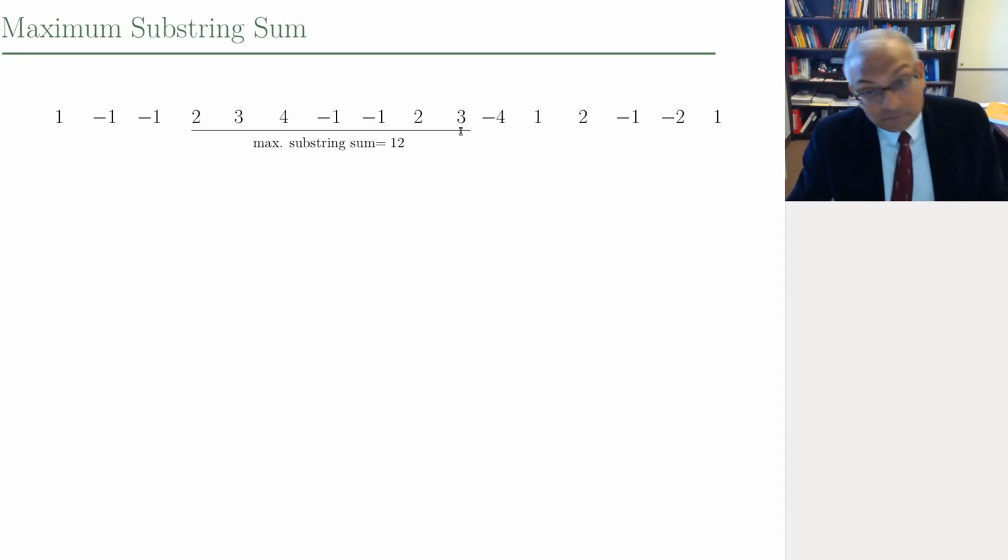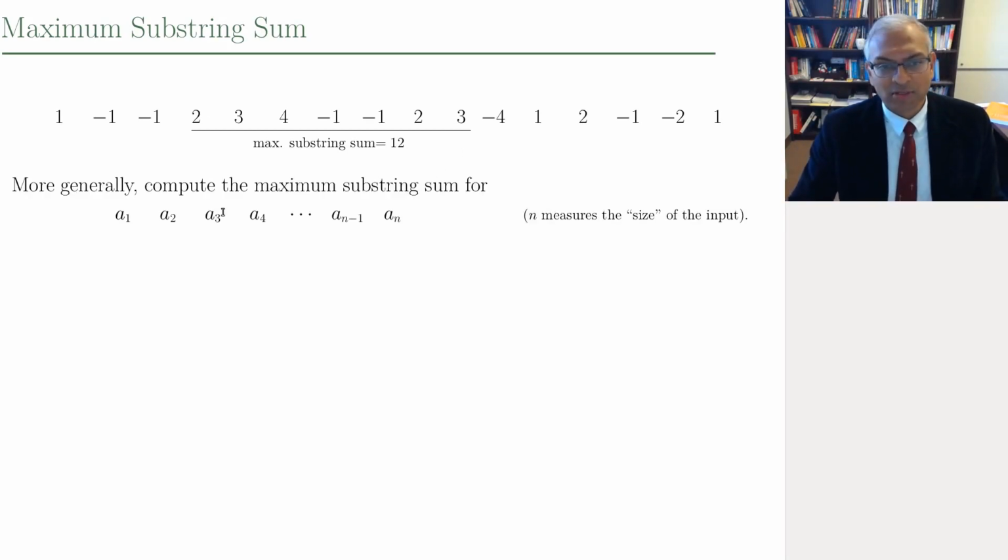Okay. Now we might ask, okay, what's the general formulation of this problem? So in its general formulation, we would say that you have a list A1 up to AN, so n numbers, and you can think of n as measuring the size of the input.